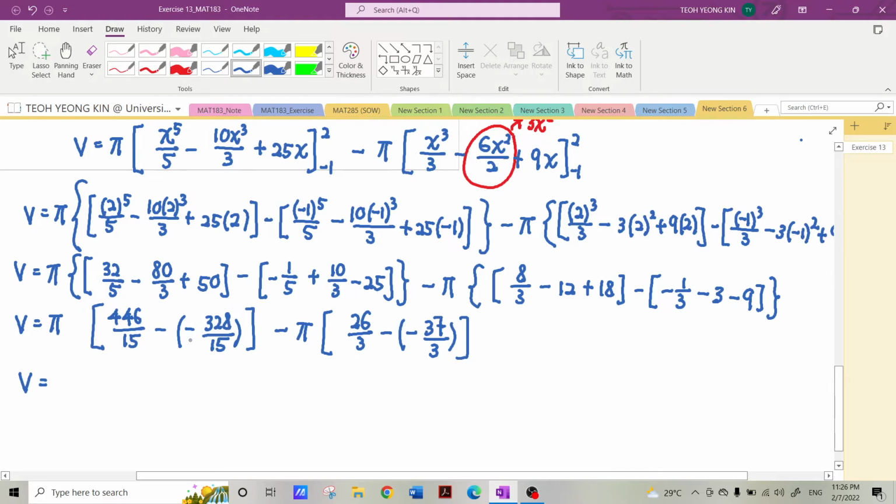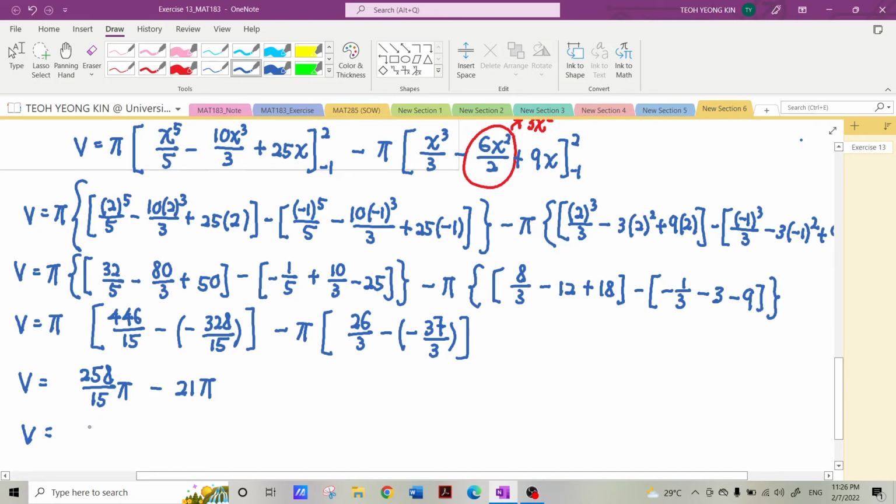So V is equal to this part 446 over 15, negative, negative will become positive, plus 328 over 15. So here we should get 258 over 15 pi minus, whereas for this part 26 over 3 minus negative 37 over 3. So negative, negative will become positive, 37 over 3. So here is 21 pi. So finally our volume, 258 over 15 minus 21.